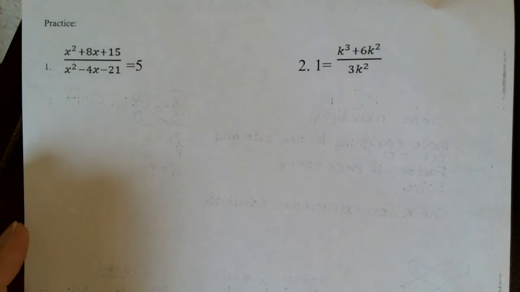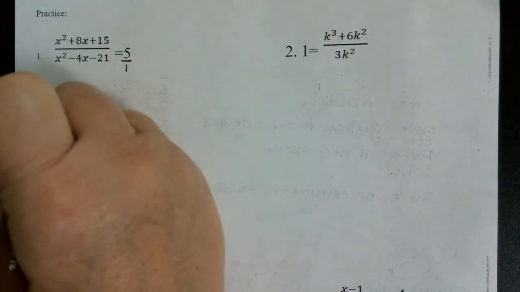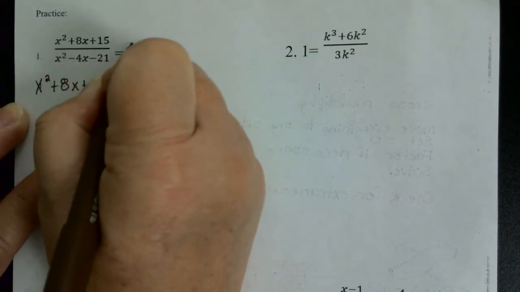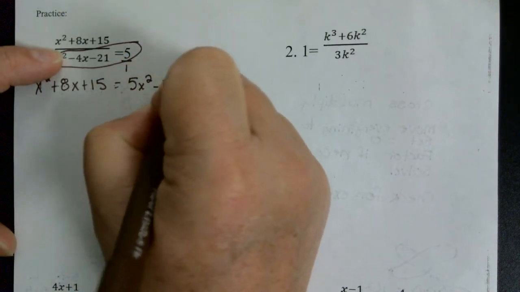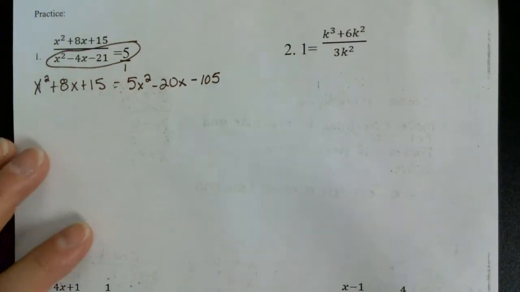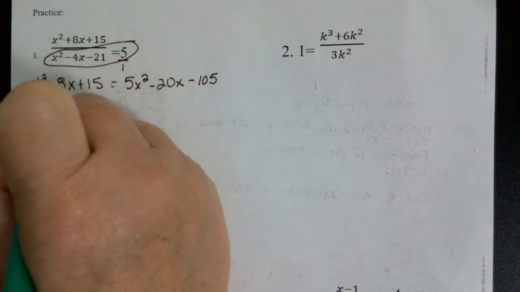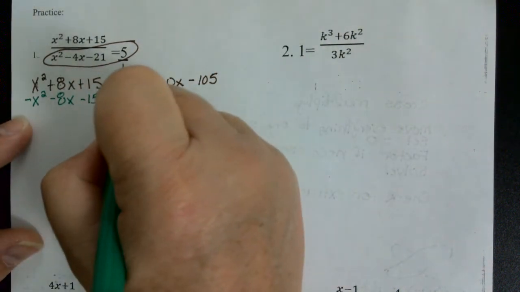The other side of the page are 4 practice problems. So this is a good place to pause and then come back and check your work. So for practice number 1, this will give me x squared plus 8x plus 15. And then 5 times all this is 5x squared minus 20x minus 105. If you remember from when we were working with quadratics, we do not want a negative leading coefficient. So I'm going to move everything this way to prevent that from happening.